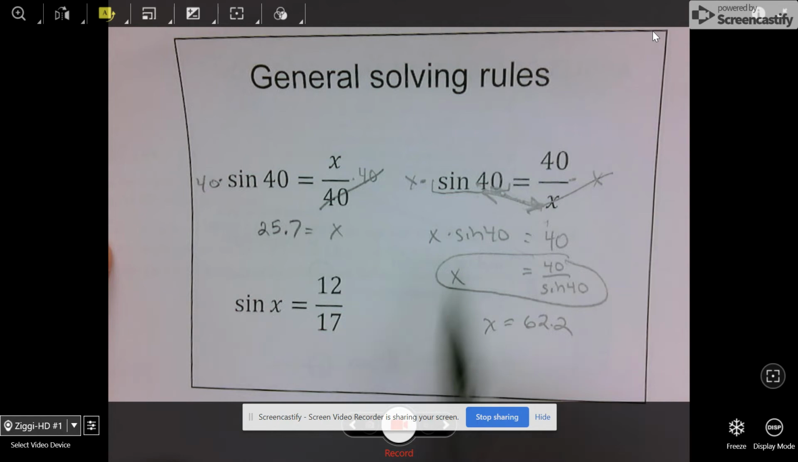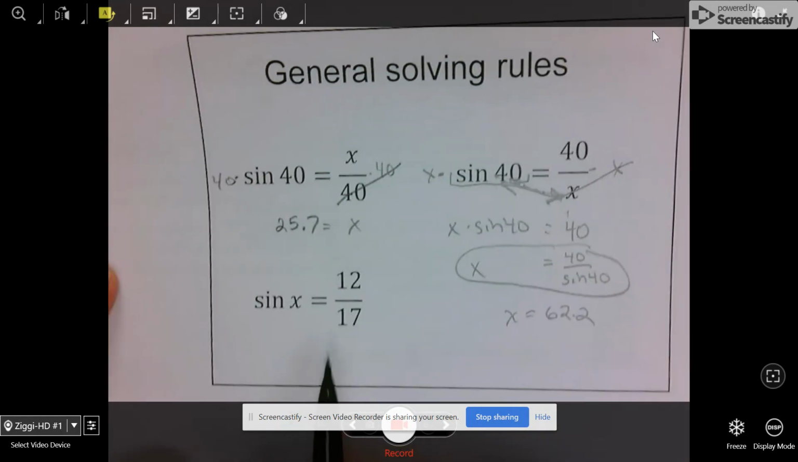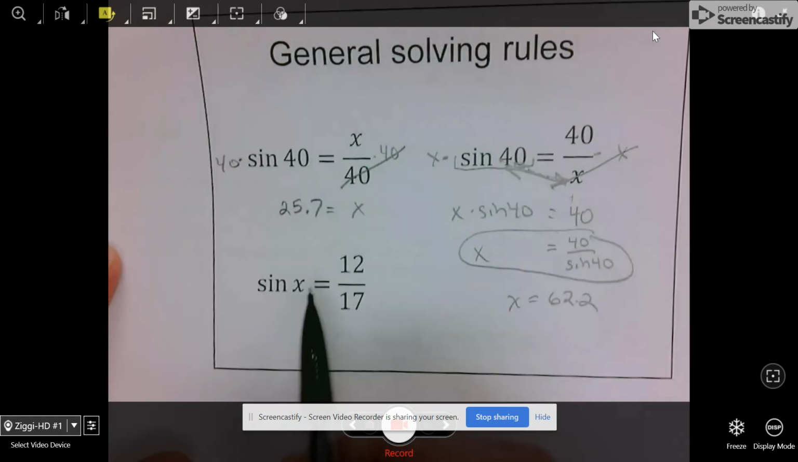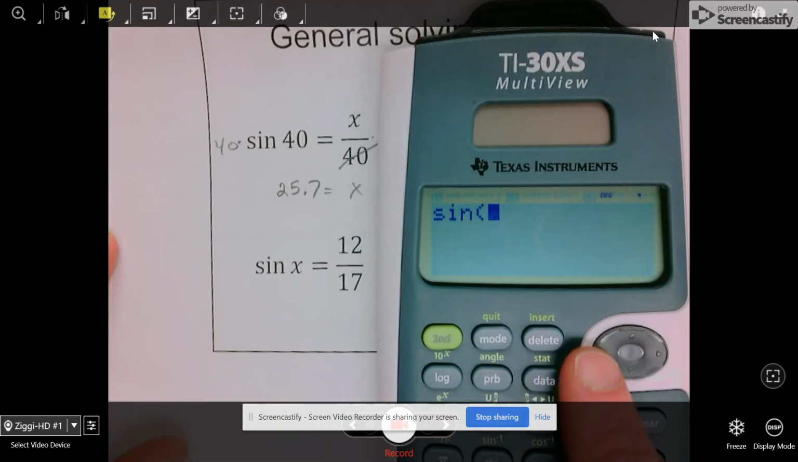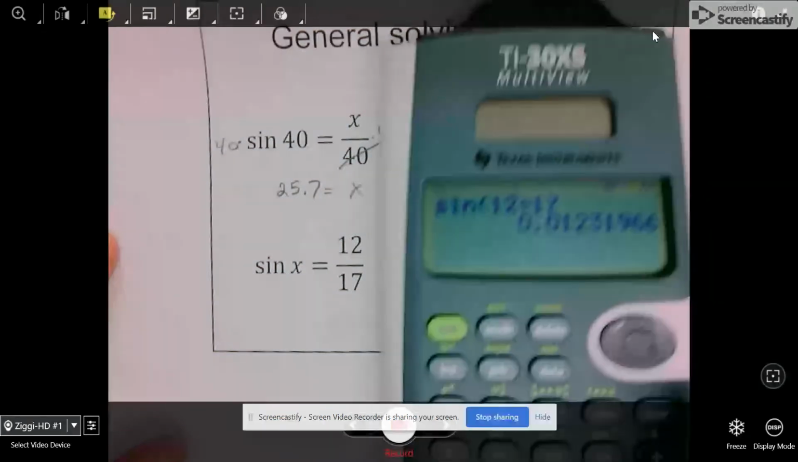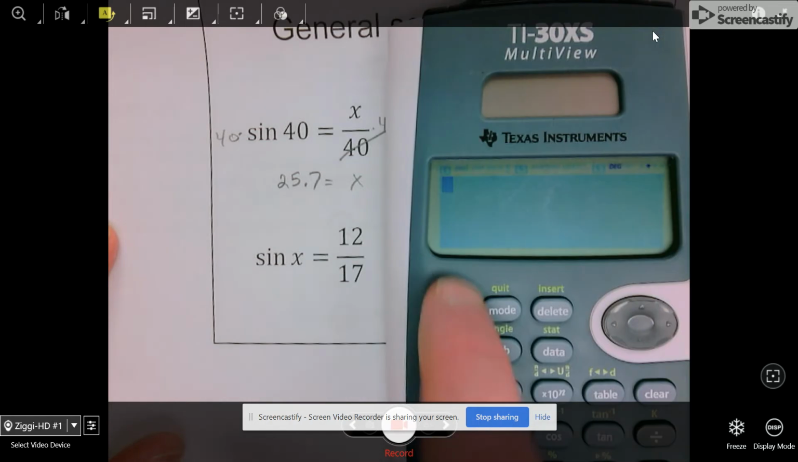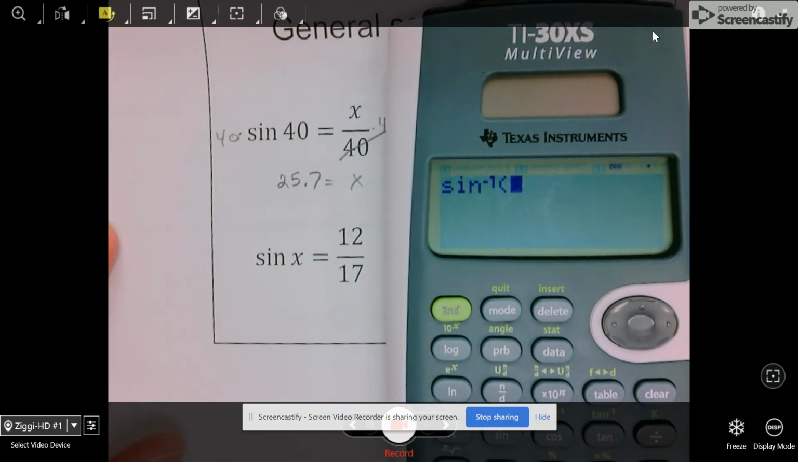The last one is the sine of x equals 12 over 17. That means I'm trying to find an angle. So I need to do second sine. If I push regular sine, I get a number, and I'm suspicious because there's not an angle that's really that small very often. So I'm going to do second sine, inverse sine, and then it's going to tell me an angle. So all these have different answers, same numbers in the equations. That would be in degrees. Those are the three types of solving rules.